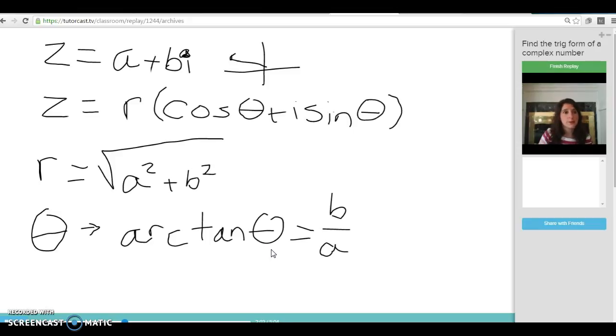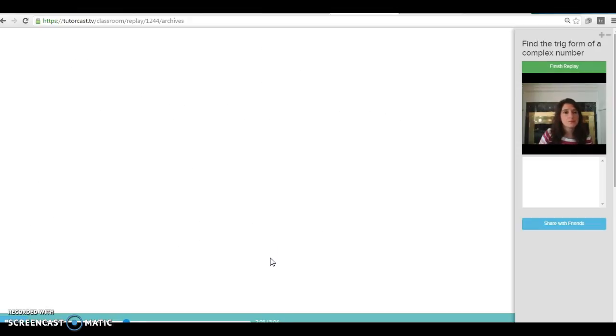Now let's take a look at an example. So let's say I start with the complex number 3 plus 3i, and I would like to write that in trig form. So the first thing I'm going to do is look for that modulus, the radius. It's the distance the complex number is away from the origin. And using the formula that I wrote earlier, I'm just using the Pythagorean theorem.